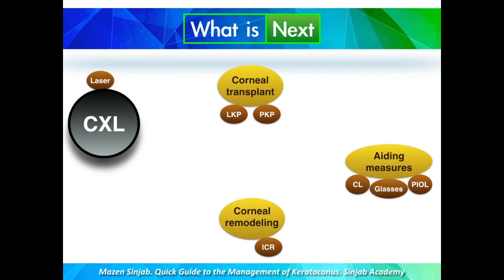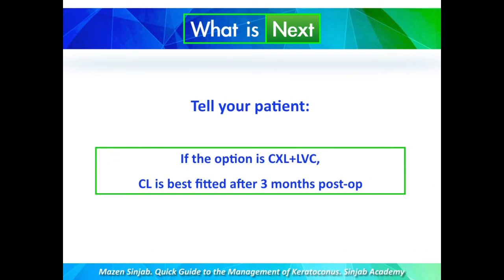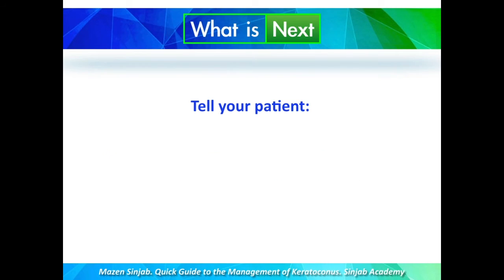For any reason, can we go for corneal transplant after laser vision correction with corneal cross-linking? Yes, we can, but again, this is very unusual. So, tell your patient, if the option is corneal cross-linking with laser vision correction, contact lenses are best fitted after 3 months post-op. It does not mean that the patient will stay without correction during this period, but we can do contact lens fitting after 1 month, but maybe the contact lens properties will change after that.